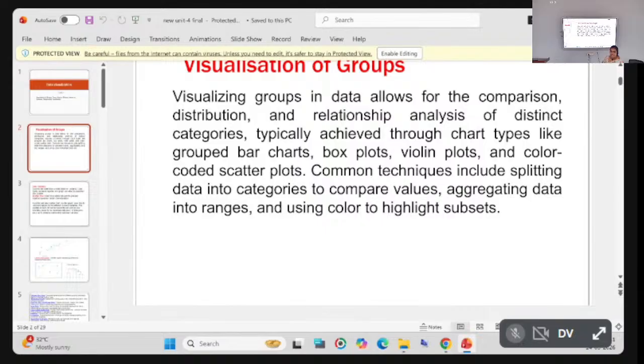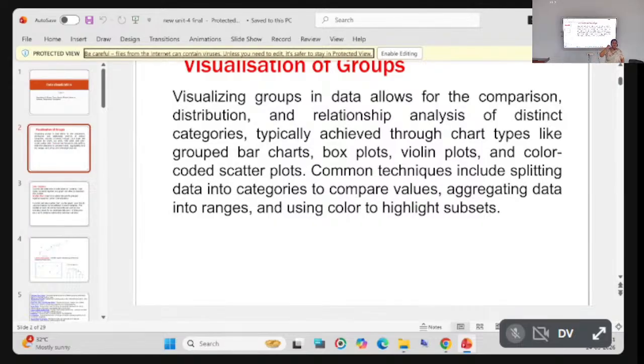So you have done text visualization, right? Next you have to do visualization of groups. What do you mean by groups? Simple example: two different groups. What do you mean by that? Separating common students into two different groups, right? So with this distinction, you are doing visualization.